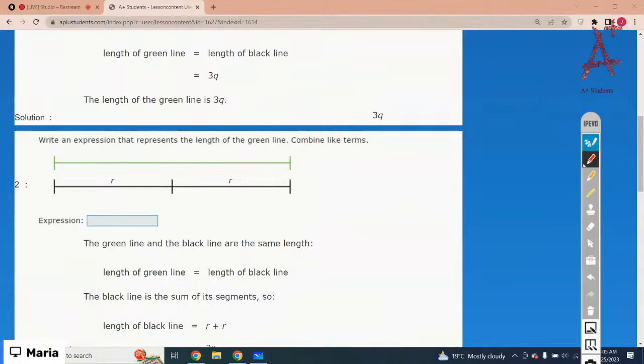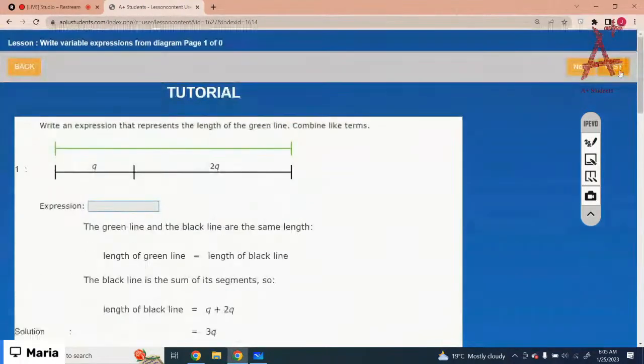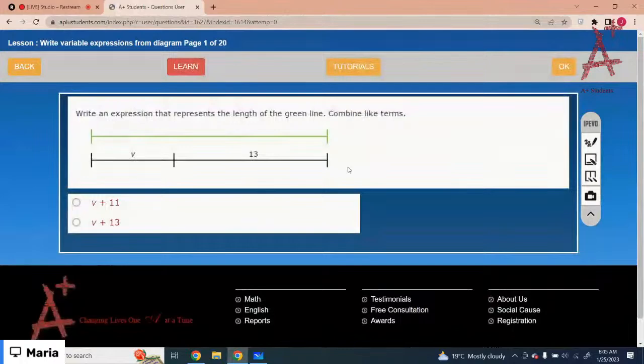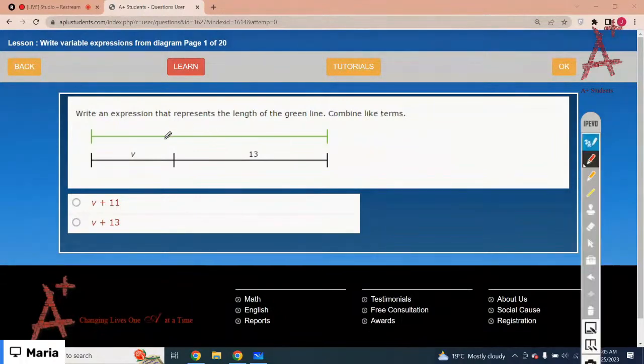Let's just start with the test questions so that we can do the practice questions. Okay. An expression that represents the length of the green line, combine the terms. So here the length of the green line and the length of the black line, they both are equal. Got it? And the length of the black line is, one of the segments is V and the other one is 13. So the length of the black line is V plus 13.